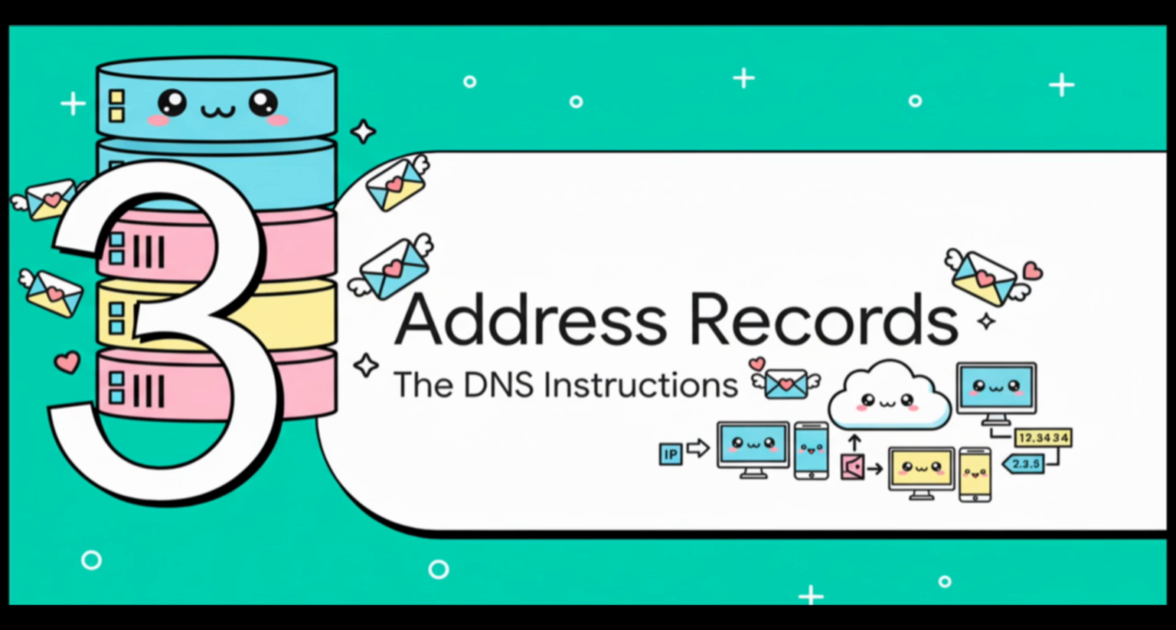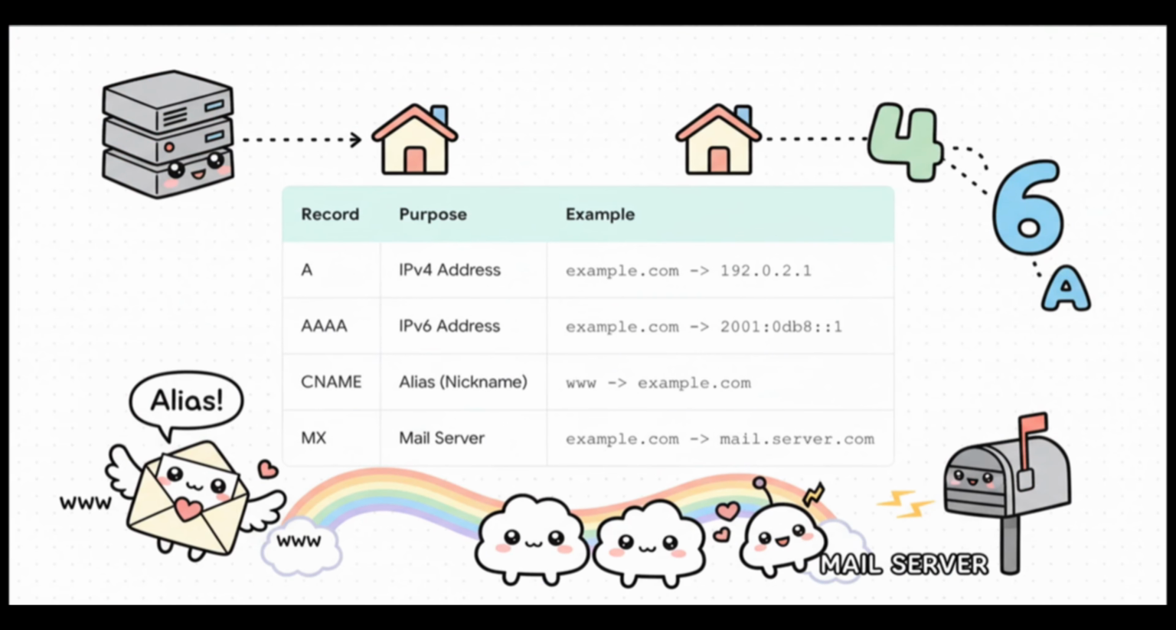But wait, that authoritative server isn't just holding a single IP address. It actually holds a bunch of different kinds of instructions called DNS records, and each type has a different job. So let's take a look at the most common ones. This table breaks down what DNS is really doing. The A record is the classic one. It maps a name to a standard IPv4 address. The AAAA record, or Quad A, does the same thing, but for the newer, much longer IPv6 addresses.